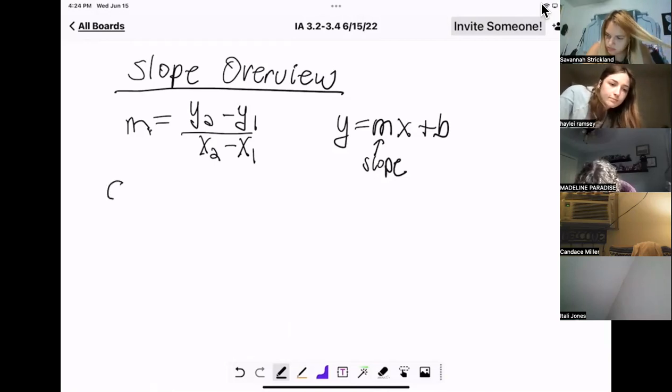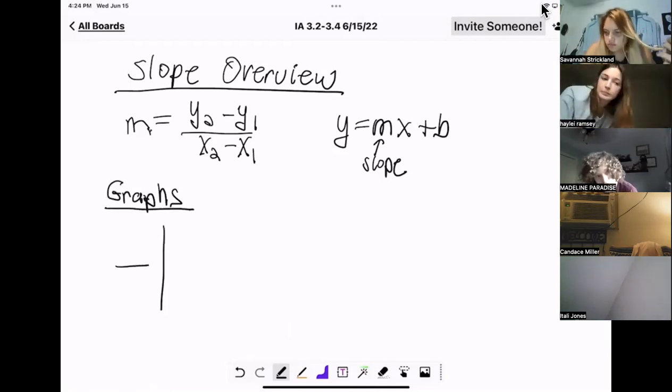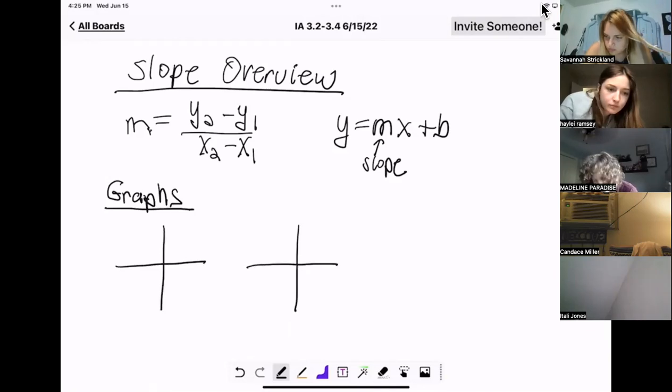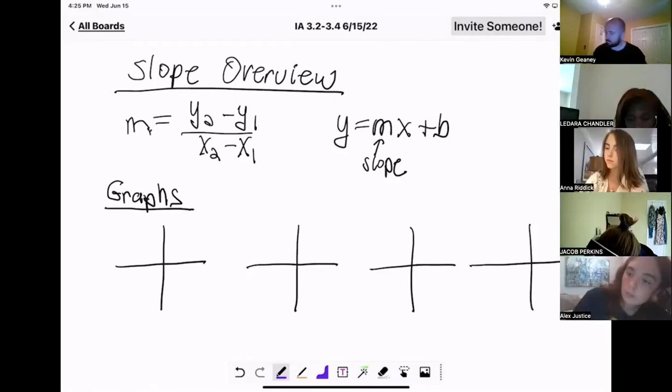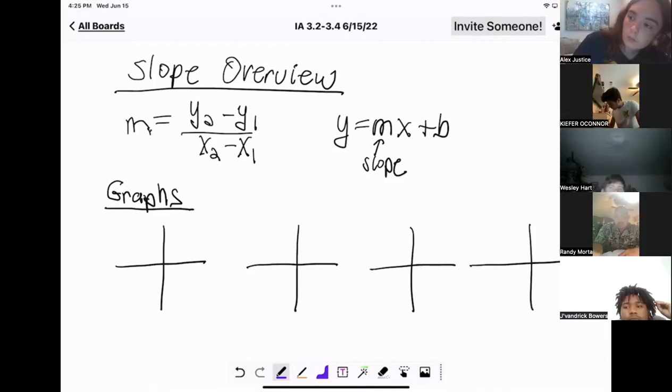What does slope look like in graphs? Now, this is just like an overview. I'm going to draw 4 little graphs. I'll give you a second to catch up. I know I sorted it up pretty fast. If I ever go too fast, because sometimes I get excited, just tell me, slow down.